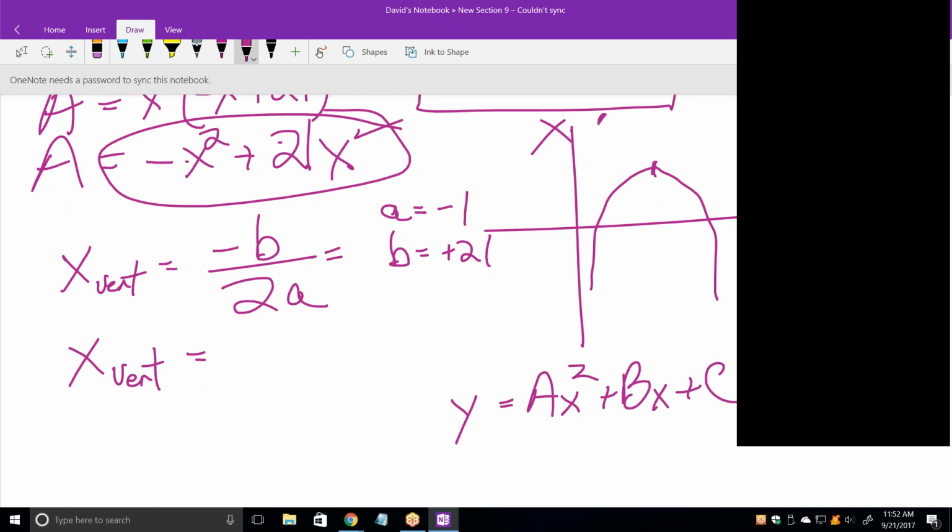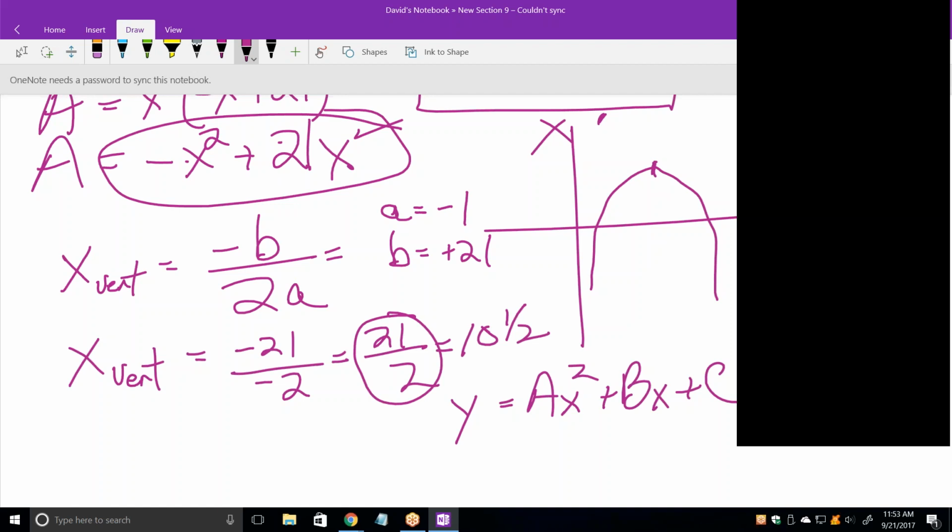What's minus b? Would it just be negative 21? What's 2a? 2 times negative 1. What's 2a? Negative 2. Okay. What's that equal to? It doesn't go in equally. Well, it's equal to a positive 21 over 2, is what I was getting at. Oh, okay. We could say that that's 10 and a half, but we don't need to. We can leave it in a fraction like that.